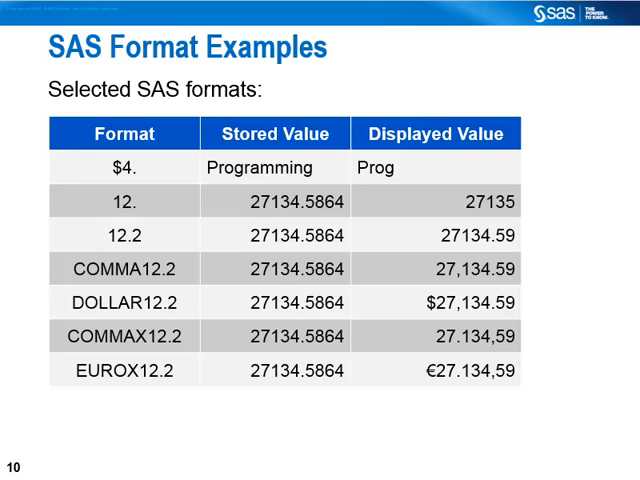Euro x 12 period 2. So it will have a euro sign in front of the value, and then the numeric digits would be separated after every 3 digits with a decimal, and the decimal will be separated by a comma symbol.